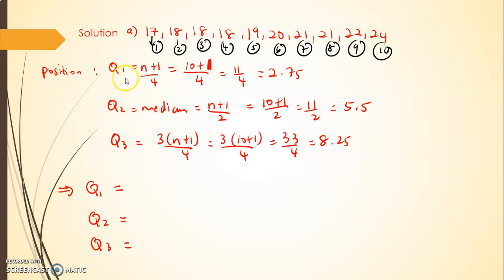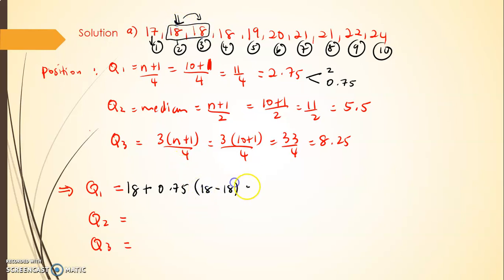Okay, for Q1, the position is 2.75. So Q1 is at the second position plus another 0.75 position. The second position is the value of 18. So 18 plus 0.75 times the next value after the number 18, which is also 18. So we must find the difference between these two values, 18 minus 18. So 18 plus 0.75 times 0. So Q1 is 18.